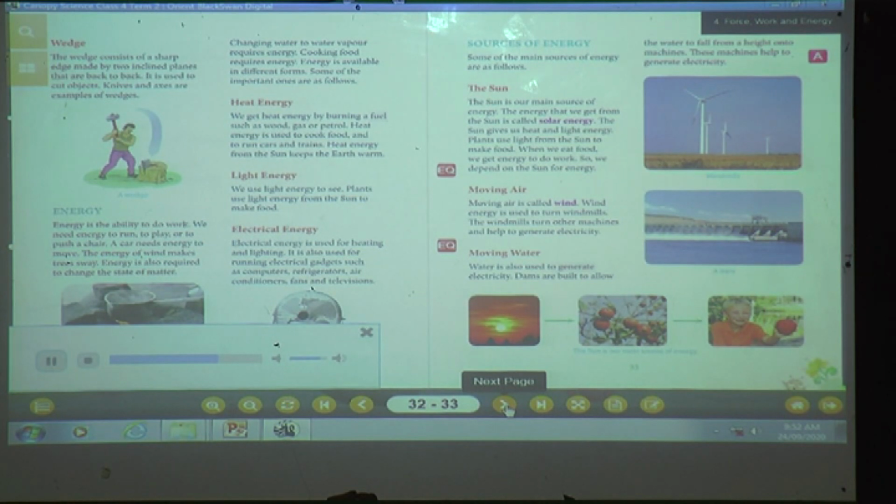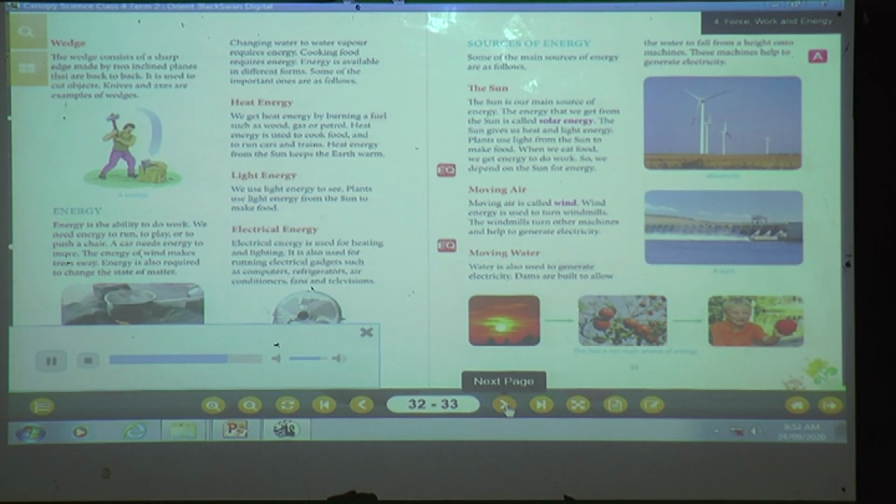Heat energy. We get heat energy by burning a fuel such as wood, gas, or petrol. Heat energy is used to cook food and to run cars and trains. Heat energy from the sun keeps the earth warm. Light energy. We use light energy to see. Plants use light energy from the sun to make food.